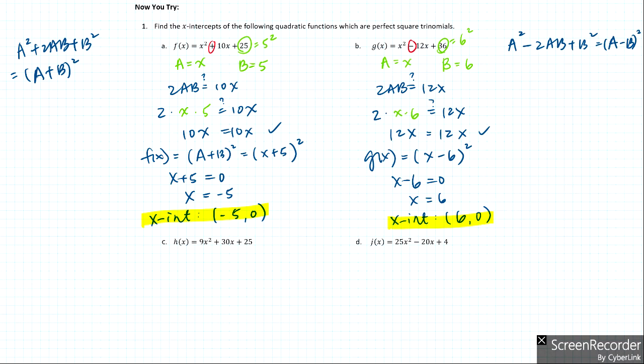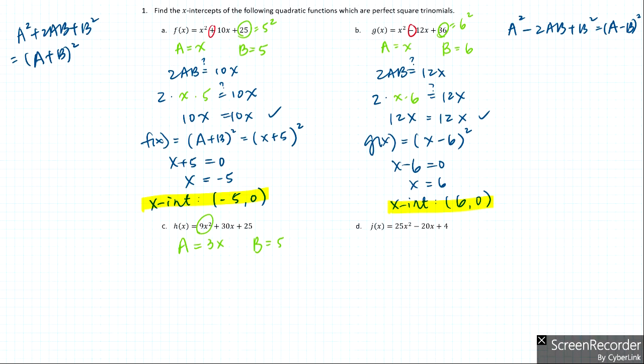Moving on to part C, we start off doing exactly the same thing, identifying what a and b are and checking whether the middle term is equal to 2ab. Here we have a squared being 9x squared. The way to find a is to take the square root of both the coefficient part and the variable part. The square root of 9 is 3, and the square root of x squared is x. In b, we have 25, which again is 5 squared, so b equals 5.